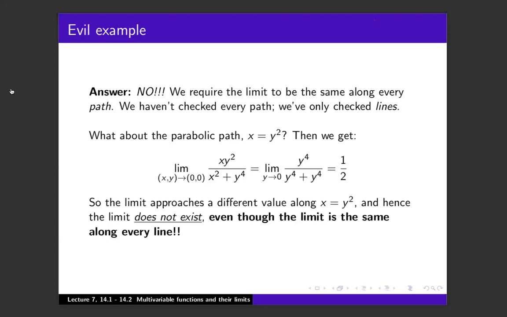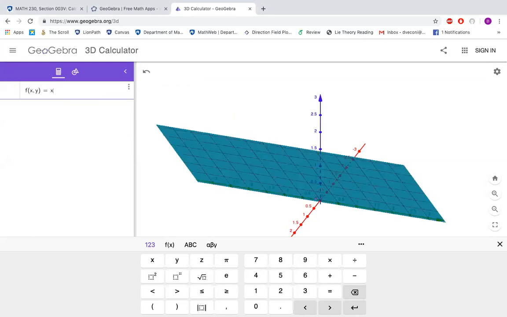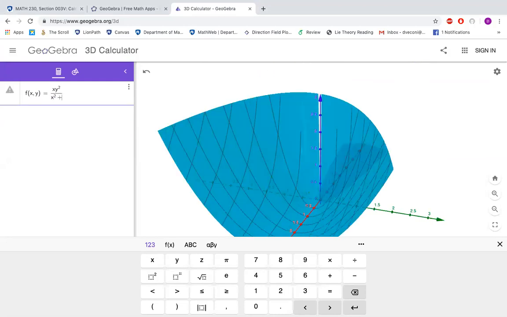So let's take a look at what this thing actually looks like. I'm just going through what we just saw. What was it? Sorry. Let me delete and redo this. We can take f(x,y) is equal to xy squared over x squared plus y to the 4th.